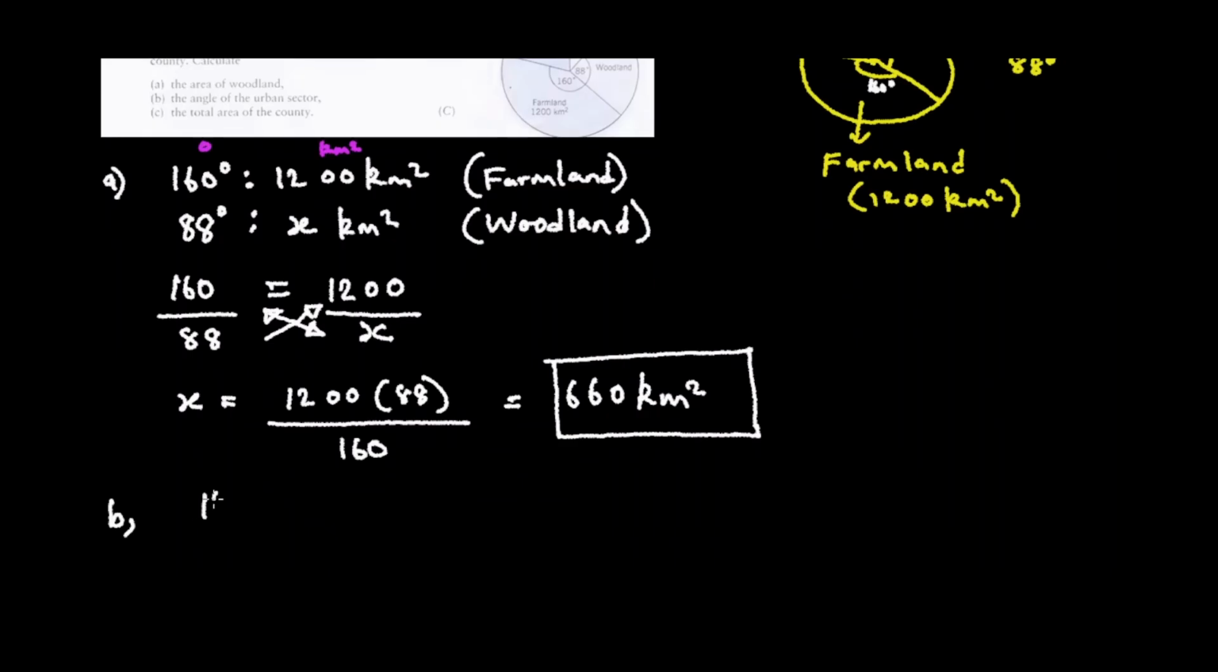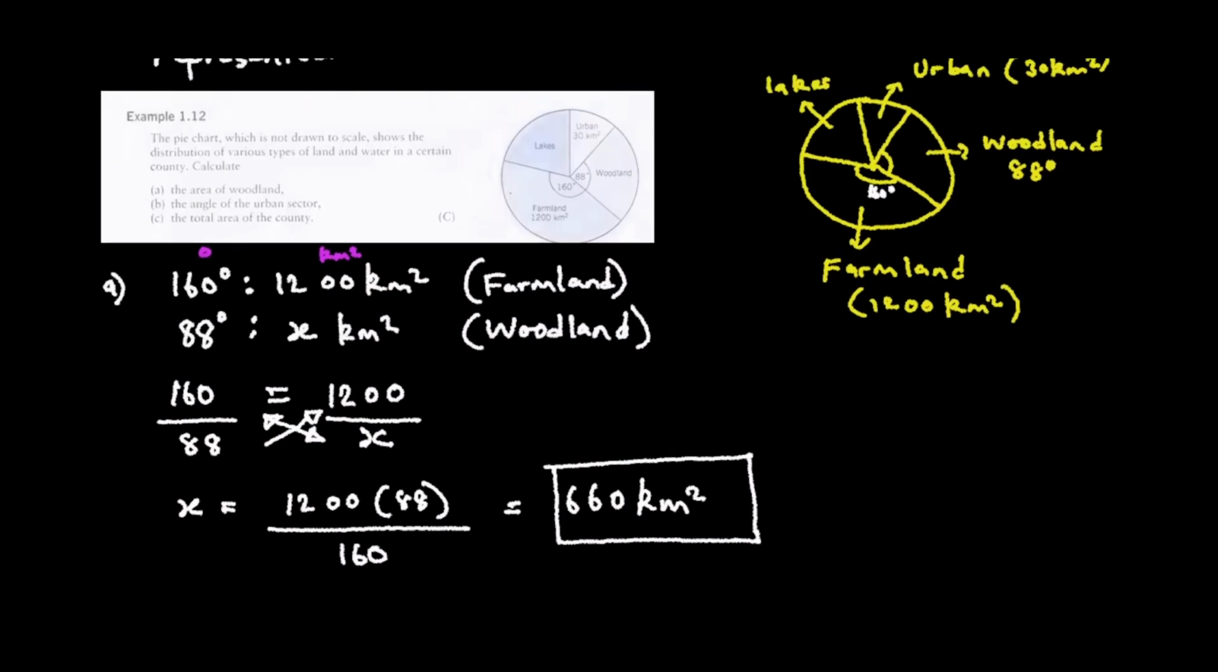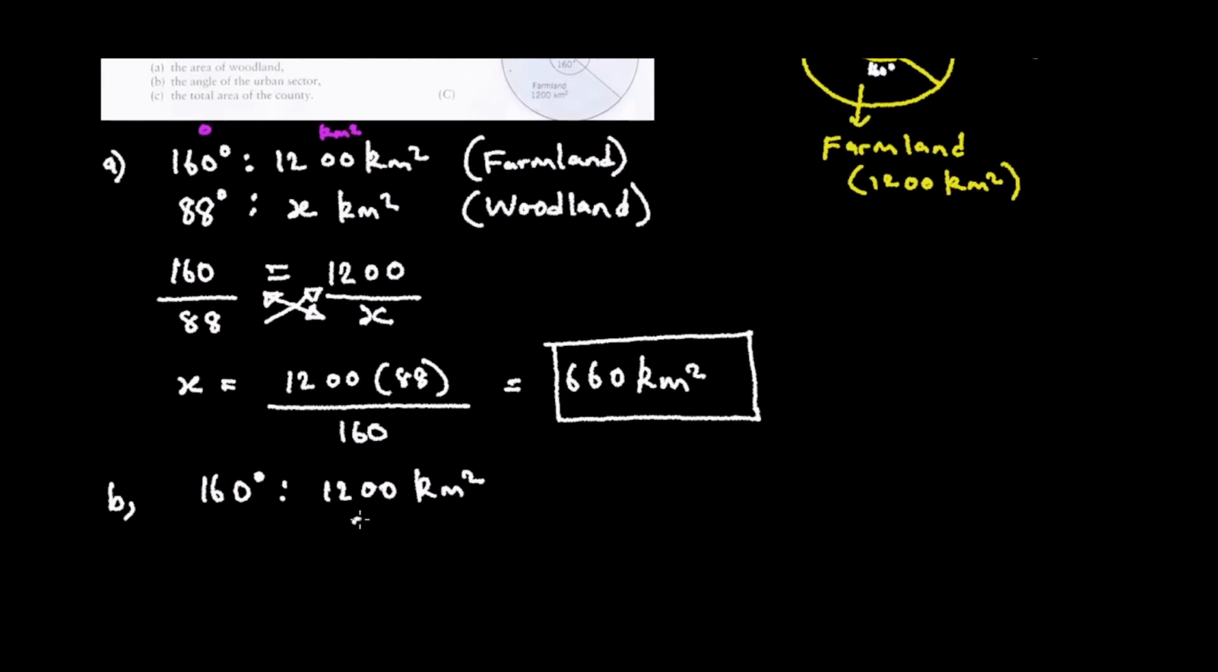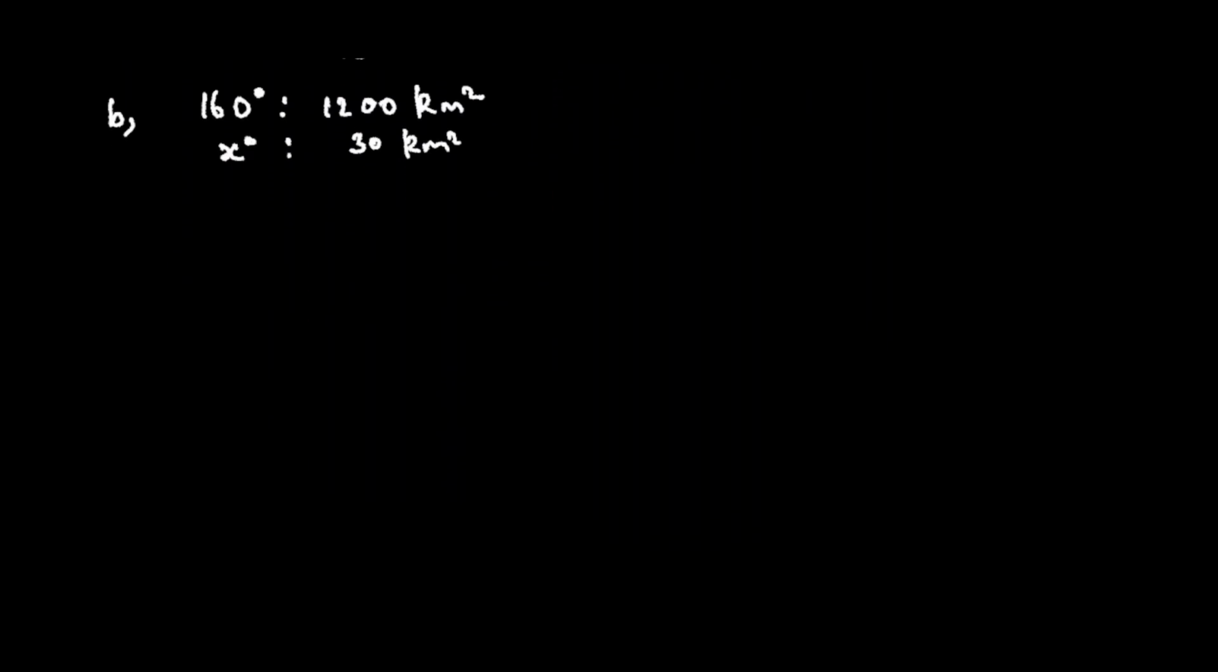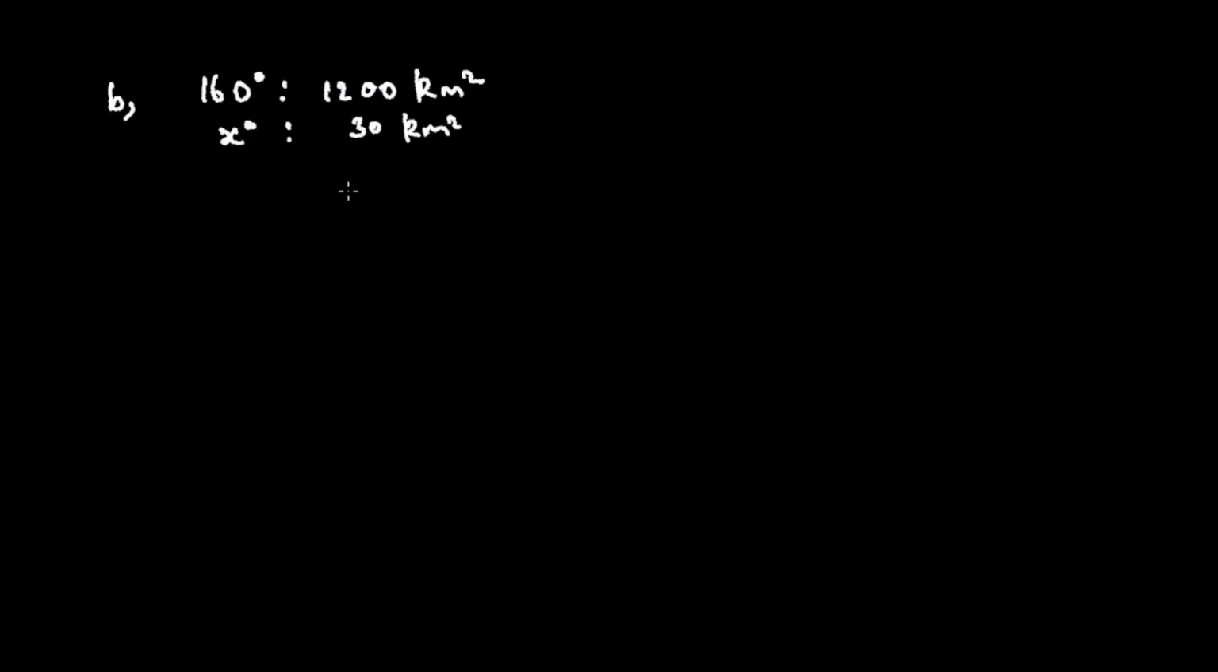Saka panapa 160 degrees is to 1200 square kilometers. Anditi? But tiri kuda angle this time. What is the area of urban? 30. Saka kuno kunoya 30 square kilometers. We do not know the angle x degrees. Those are going to be our statements of proportion. Then tanyura ma statements edu, it's 160 over x, which is equal to 1200 over 30.